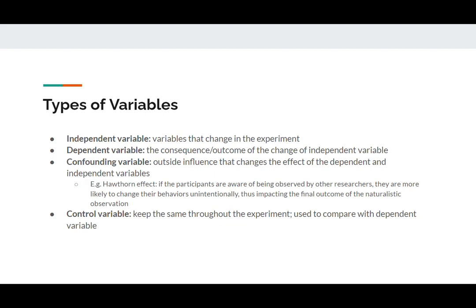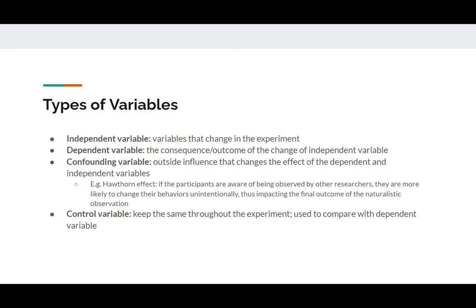And then we have confounding variables, which are the outside influence factors that could change the effect of the dependent and independent variables. For example, say there's a correlation between crime and sale of ice cream. As the crime rate increases, ice cream sales also increase. So one might suggest that criminals cause people to buy ice cream, or that purchasing ice cream causes people to commit crimes, which is really, I would say, nonsense. However, both are extremely unlikely.